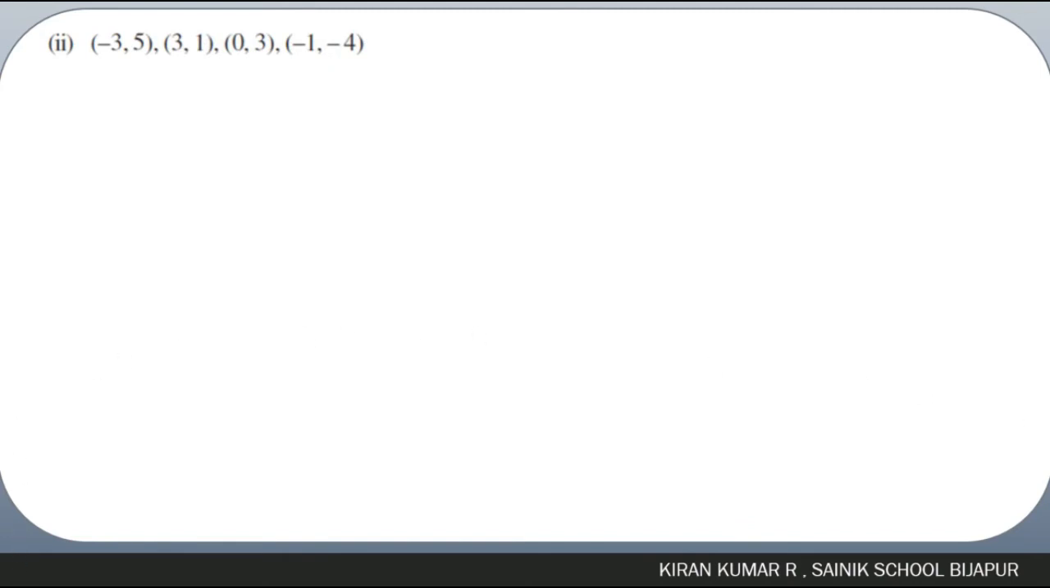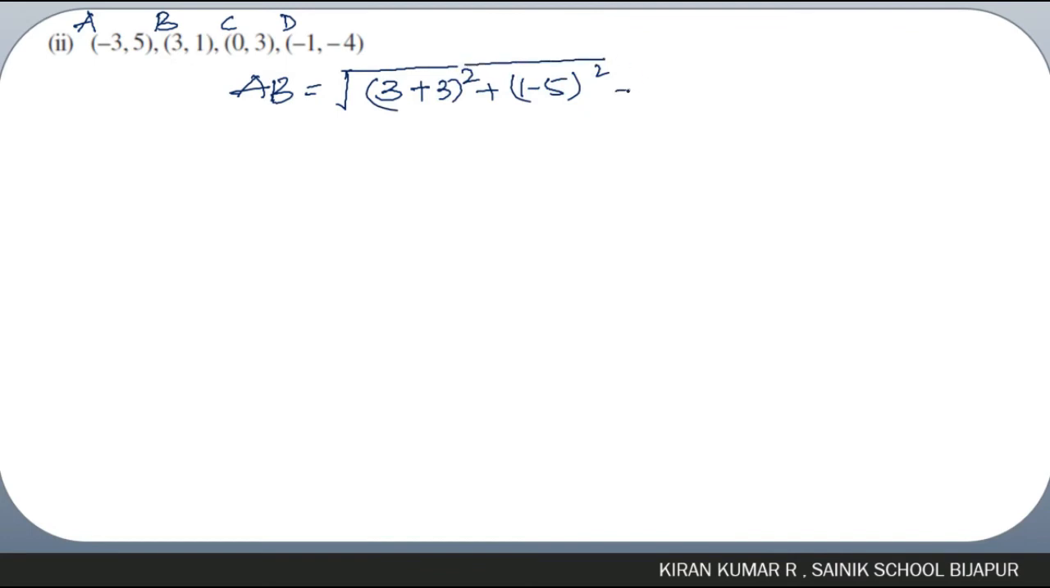Next sub question, I'll again consider the points to be A, B, C, D respectively. Let me find out the length of AB. What is the length of AB? It is root of (3 + 3) whole square plus (1 − 5) whole square, which is root of 36 plus 16. We get root of 52. 4 multiplied by 13 is 52, so 2 root 13.